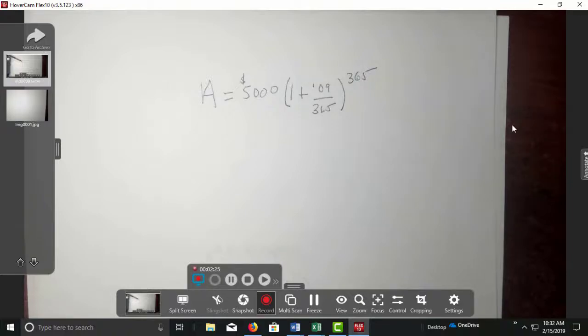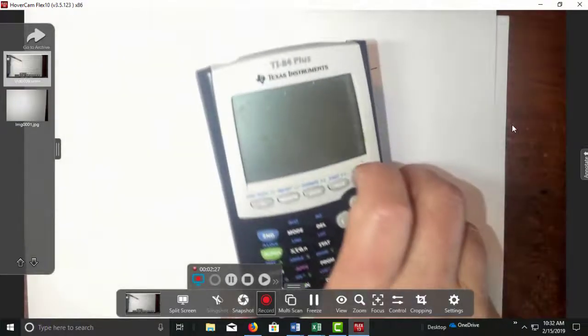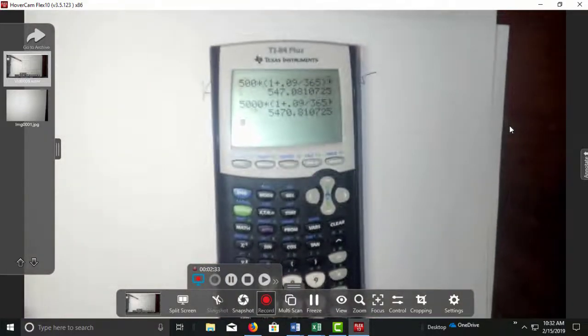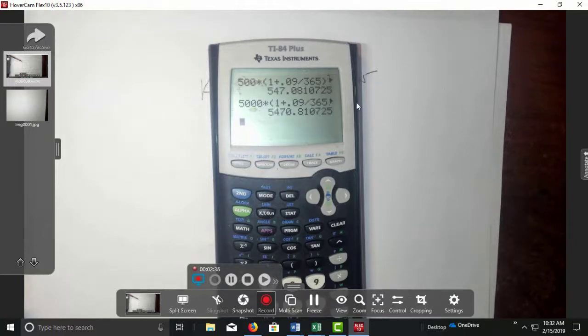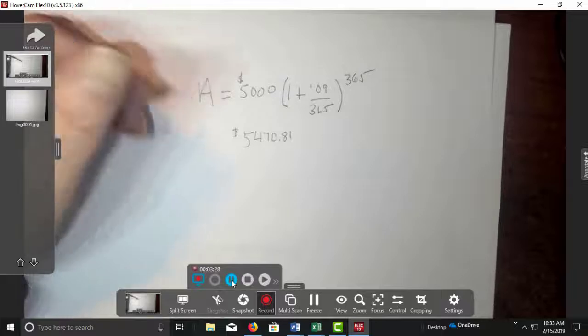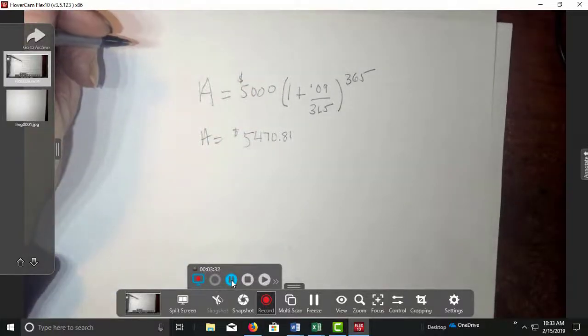And so now I'm just going to get my calculator and punch it in. And I've already done it right here. 5,000 times 1 plus 9% over 365 raised to the 365. And I got $5,470.81. So I put the amount there, and that is the total amount.